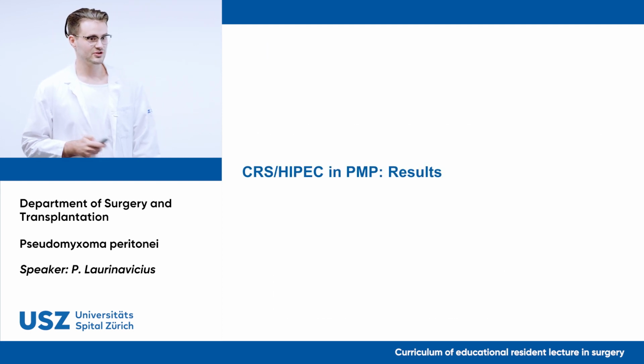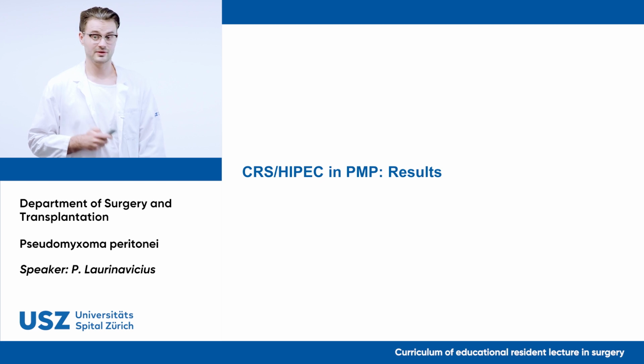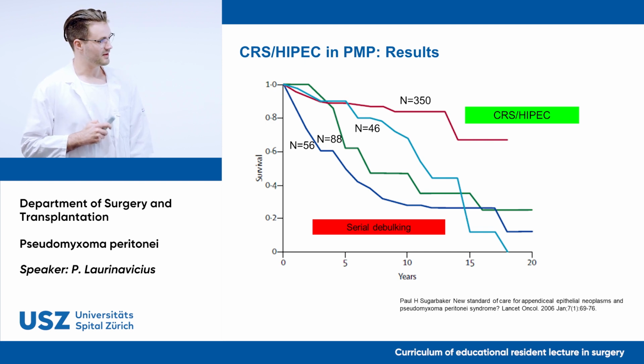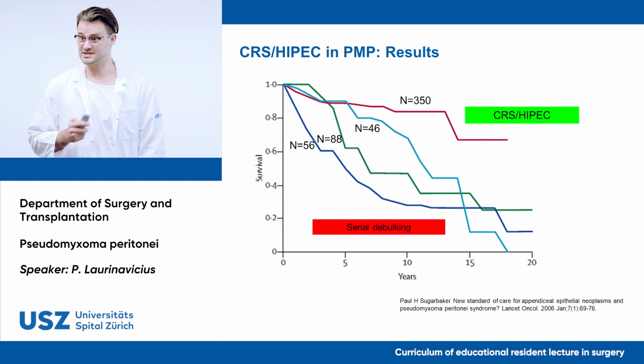So for the finalization of our lecture, I would like to present you the results of treatment of the PMP with this method. I would like to begin with the study made by Dr. Sugarbaker, where he compared the CRS-HIPEC procedure with serial tumor debulking. And after a follow-up of 20 years, the patients had a 70% survival rate after the CRS-HIPEC, which is in high contrast to the serial tumor debulking.